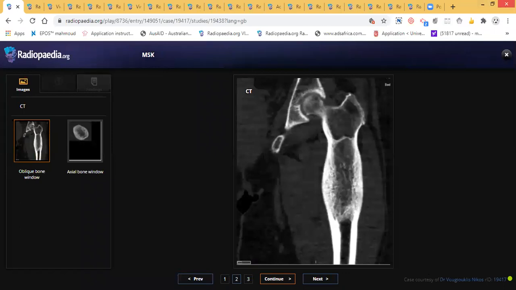Let's have this one. Again, our question: is it bone or joint? I can see clearly from the CT that it is a bone lesion, and this bony lesion has expansion in the bone. So what differential will you put?